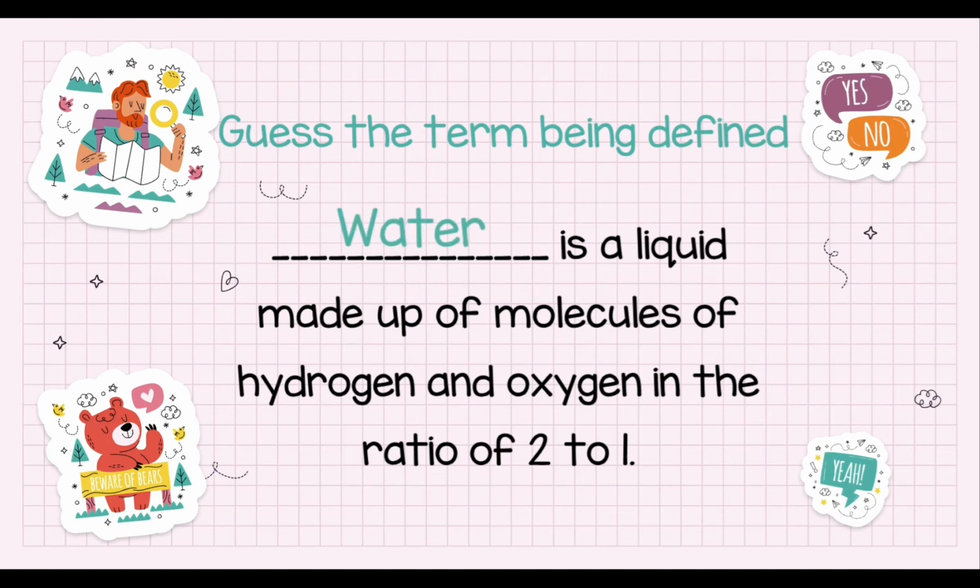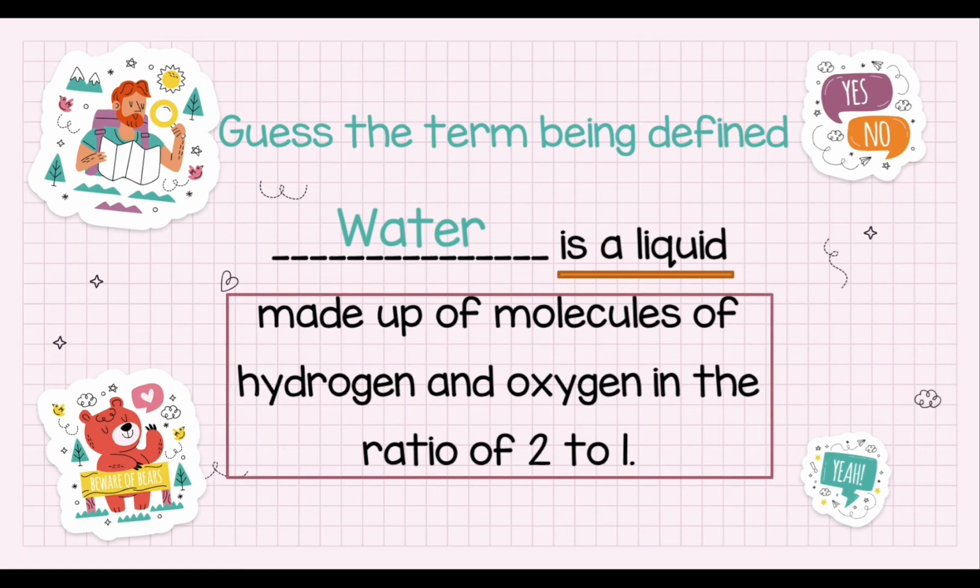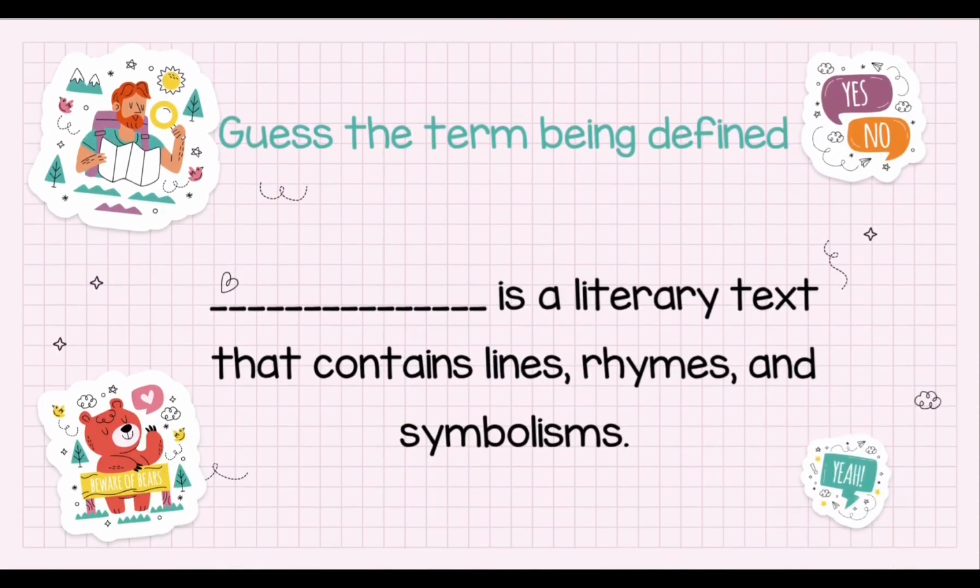In this sentence, what is its class? It is a liquid. As we all know, there are also other different types of liquids, but how does water differentiate itself from all those other liquids? It is made up of molecules of hydrogen and oxygen in the ratio of 2:1. In short, H2O. Okay. What about this one?